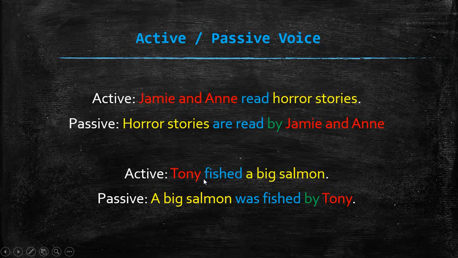Look, the verb is in past simple. So here the verb to be should be in past simple and the main verb in past participle. A big salmon was fished by Tony. Okay, here is the same. We took the object and we put it in the place of the subject, and we took the subject and we put it in the place of the object using the connector by.